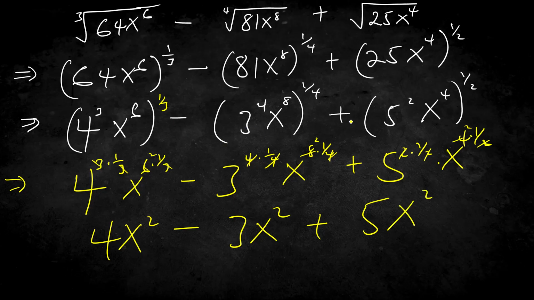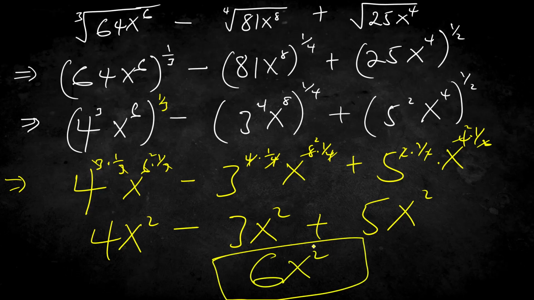Okay, so we have something in common here: x squared, x squared, x squared. So 4 minus 3 is 1, plus 5 gives us 6x squared. As simple as that. All right.